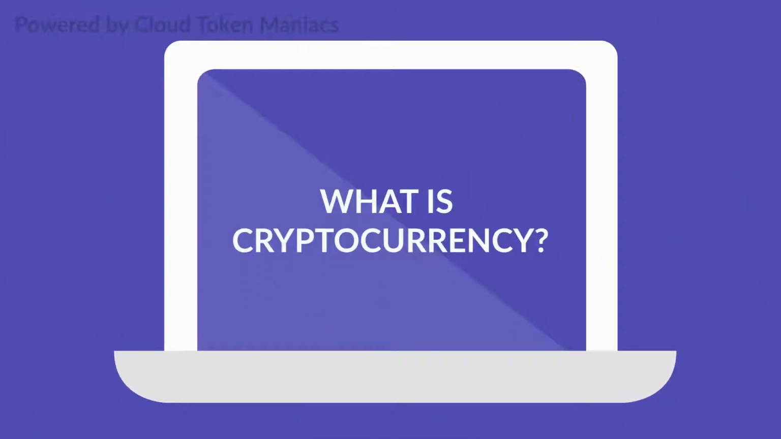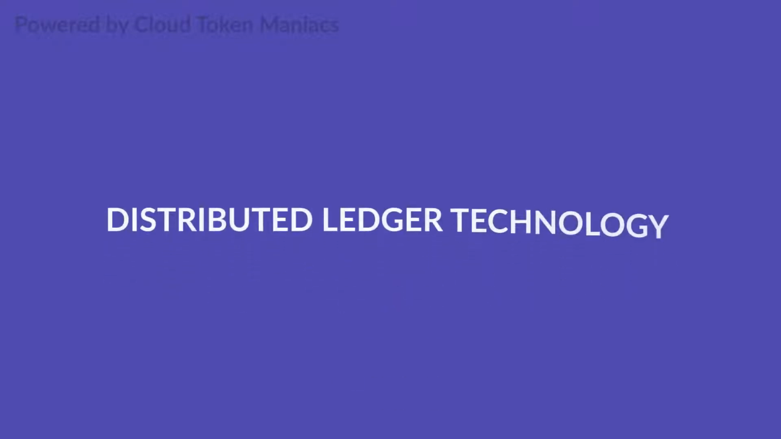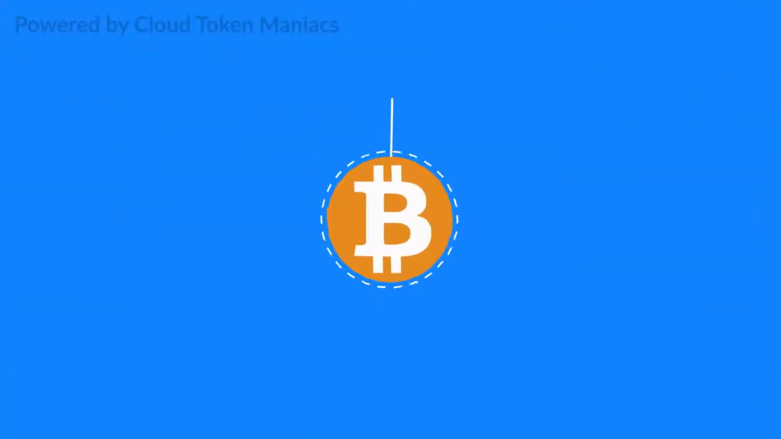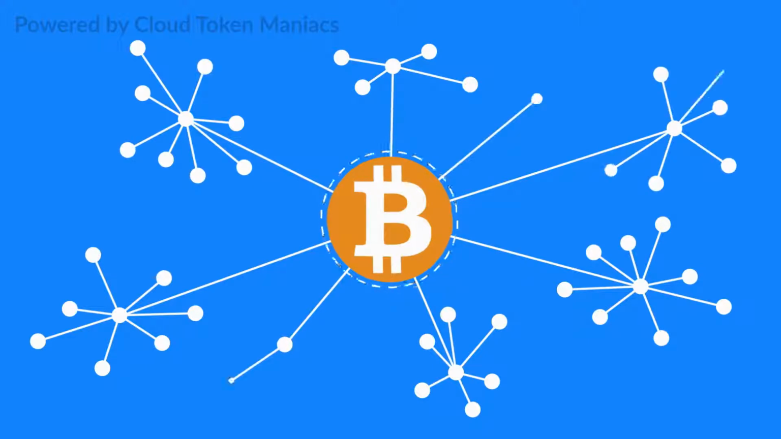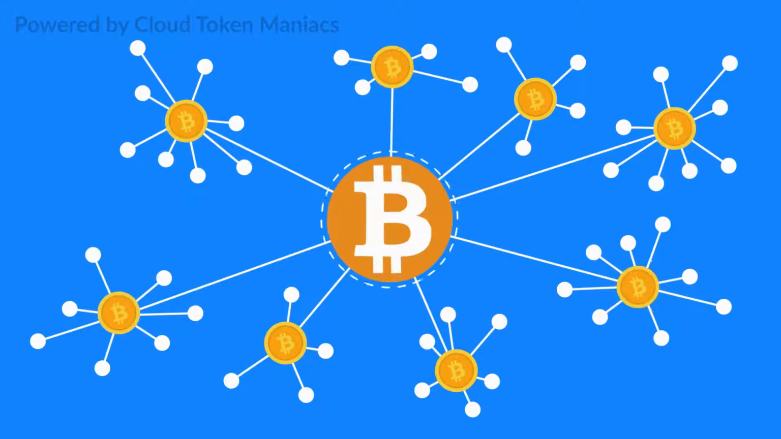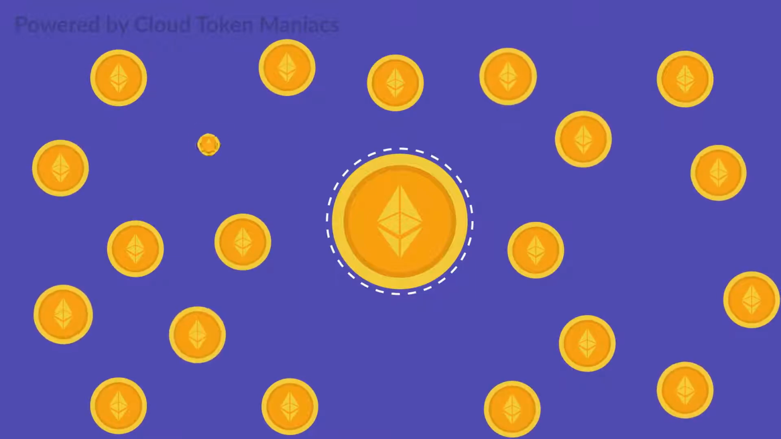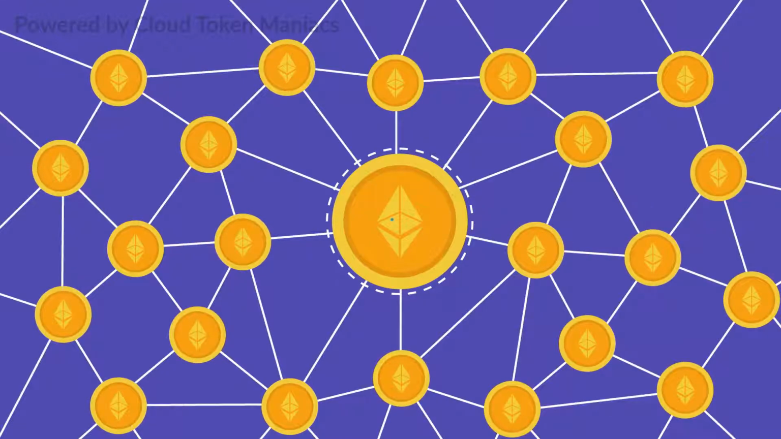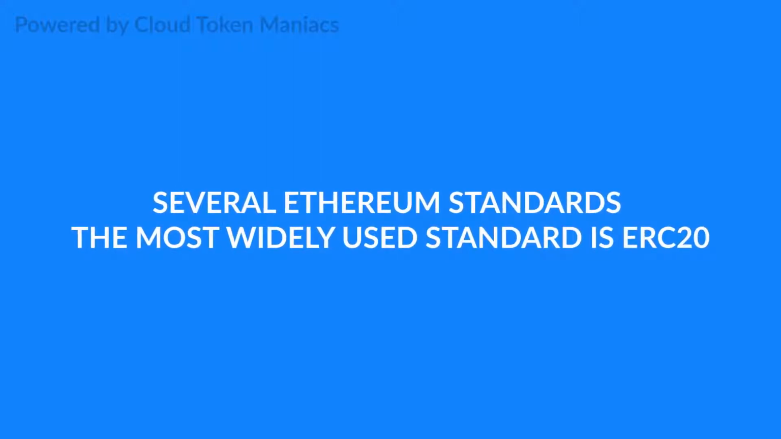What is cryptocurrency? Cryptocurrency, informally crypto, coin, or token, is a digital asset tracked by distributed ledger technology, DLT. Some DLTs are focused on a single crypto. The Bitcoin blockchain, for example, is a decentralized ledger for the Bitcoin, BTC, crypto. Other DLTs are platforms that facilitate the launch of cryptos for multiple applications. The Ethereum DLT keeps track of Ethereum, ETH, plus thousands of third-party tokens that are based on several Ethereum standards. The most widely used standard is ERC20.